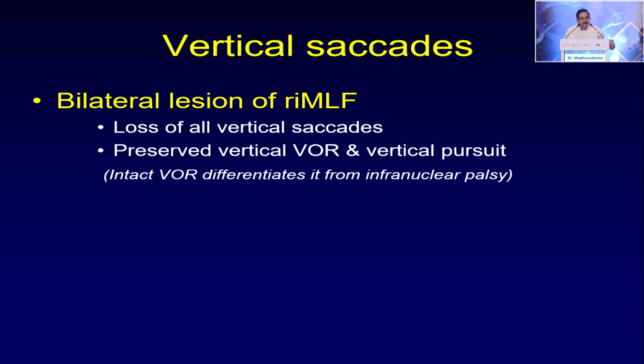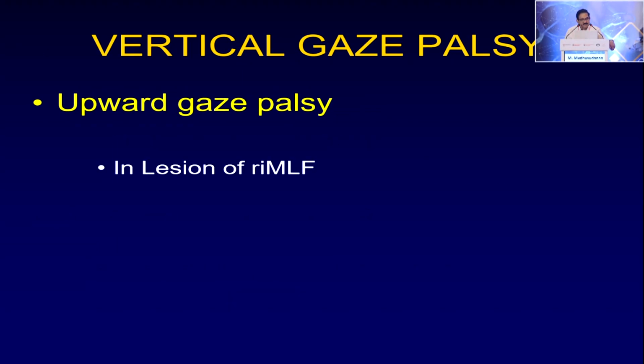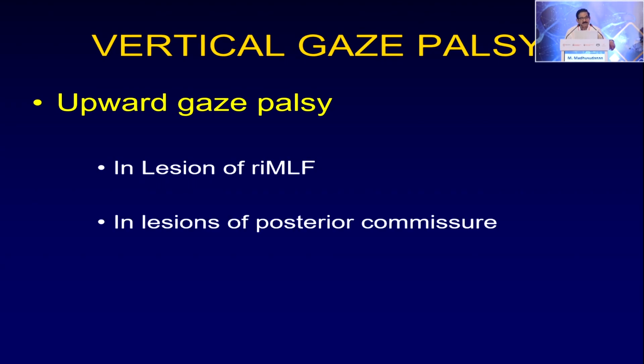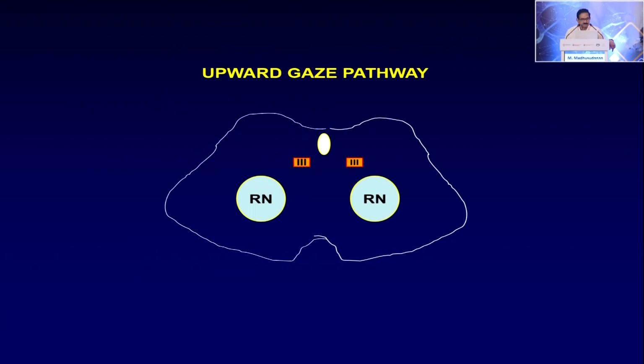Now, as far as vertical saccades are concerned, a bilateral RIMLF lesion results in loss of all vertical saccades. But here there is preserved vertical VOR and vertical pursuit, because these pathways connect infranuclearly directly to the nucleus. Now, upward gaze palsy can occur not only in lesions of RIMLF, but also in the posterior commissure, because, as I told you, the fiber pathway goes through the posterior commissure. In lesions of the posterior commissure, vertical pursuit is affected, but the vertical VOR is preserved.